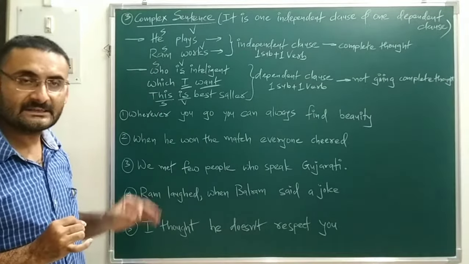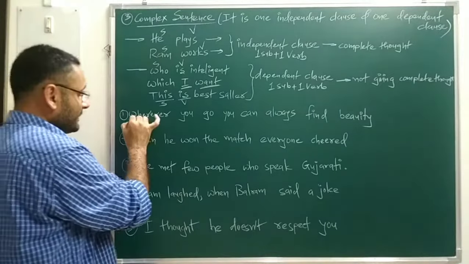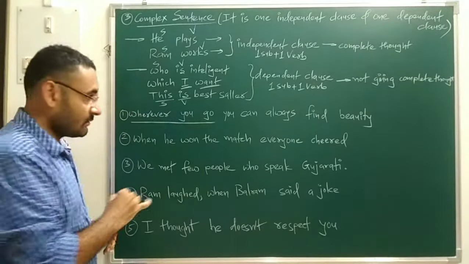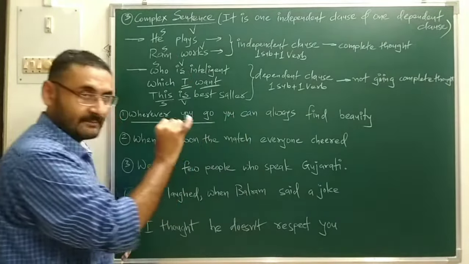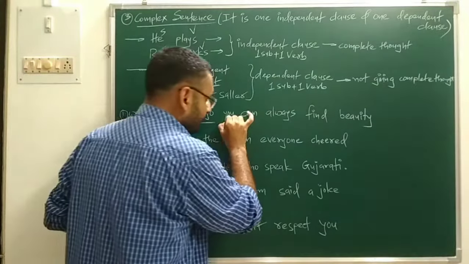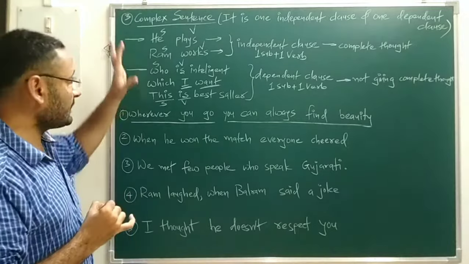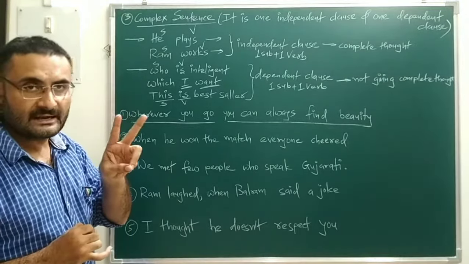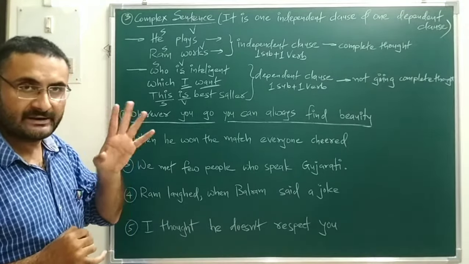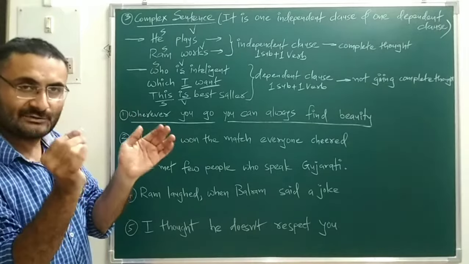Why a complex sentence? One reason: over here, wherever you go is one sentence, or you can say one clause, then you can find beauty is another sentence, another clause. Now in a complex sentence, two clauses should be there. First one is independent and the other dependent. One subject and one verb is known as a clause.